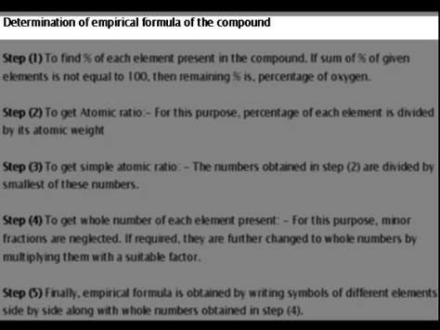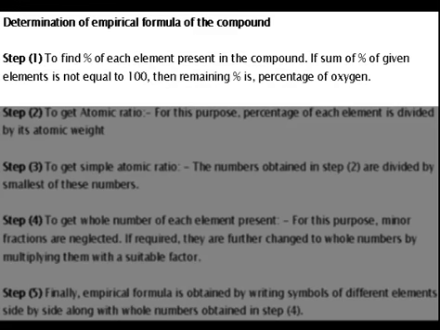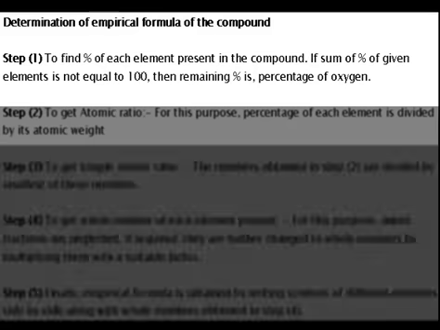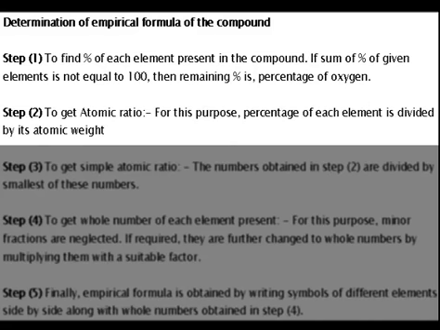Determination of empirical formula of the compound. Step 1. To find the percentage of each element present in the compound. If the sum of percentage of given elements is not equal to 100, then the remaining percentage is the percentage of oxygen. Step 2. To get the atomic ratio. For this purpose, the percentage of each element is divided by its atomic weight.